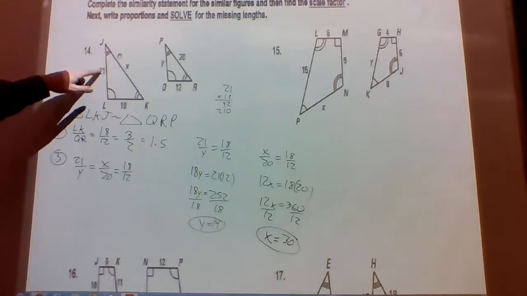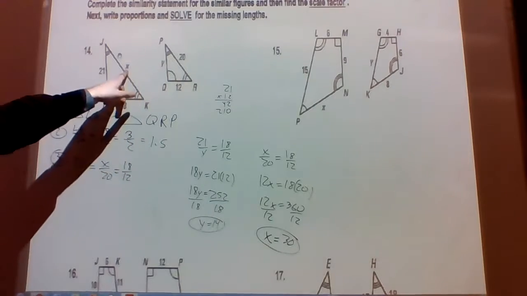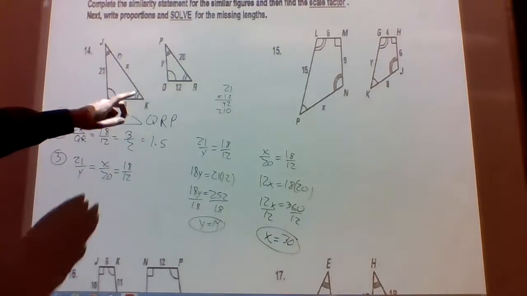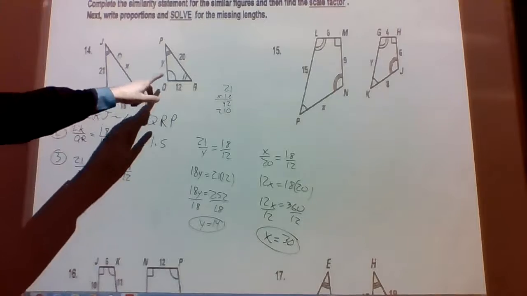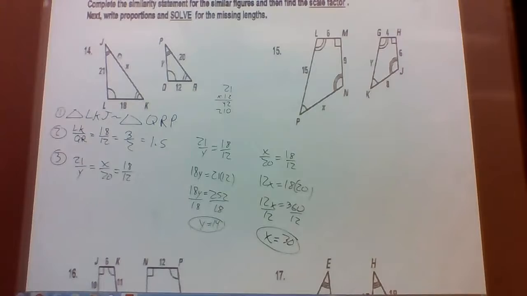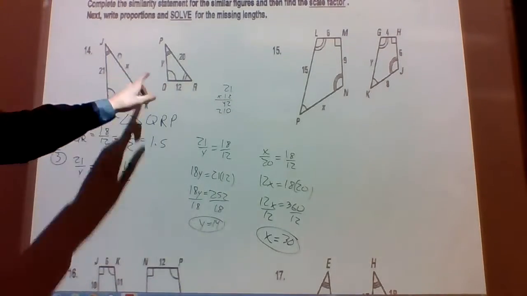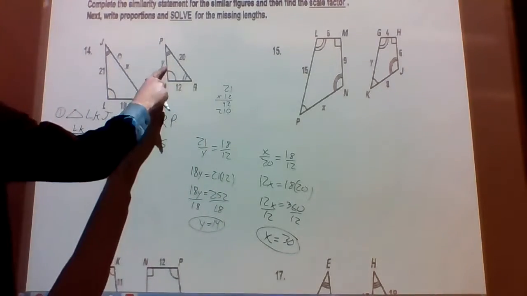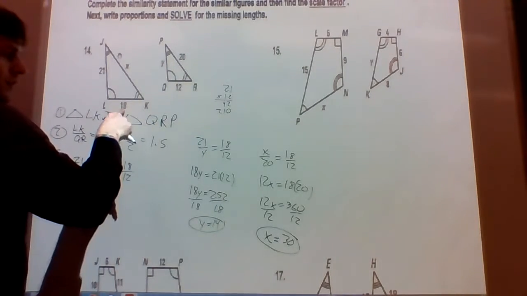We could have also known that this triangle was 3 halves as large as this one. So we could have done 20 times 3 halves, which is 30. And to find y, if we flip it from 3 over 2 to 2/3, 21 times 2/3 is 14. 18 times 2/3 is 12. 30 times 2/3 is 20, and then again vice versa. 14 times 3 halves is 21. 20 times 3 halves is 30. 12 times 3 halves is 18.